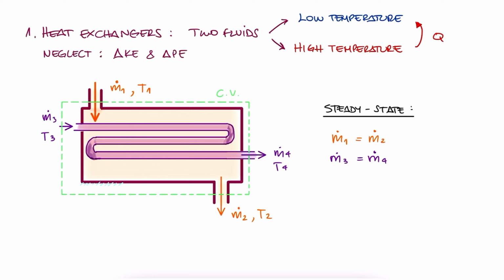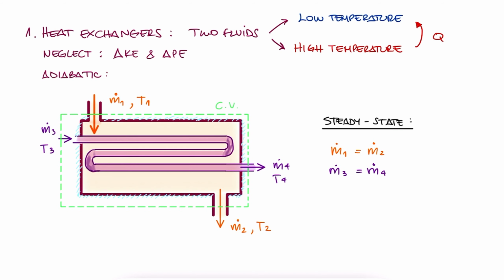The casing of these heat exchangers is very well insulated, meaning they are adiabatic, which is the definition of no heat transfer. Now, of course, no heat transfer refers to coming in or out of the heat exchanger itself. There is no heat coming in or out of the control volume, but of course there's going to be a heat transfer from the hotter fluid to the colder fluid. And as for work, no work is done on or extracted from a heat exchanger.